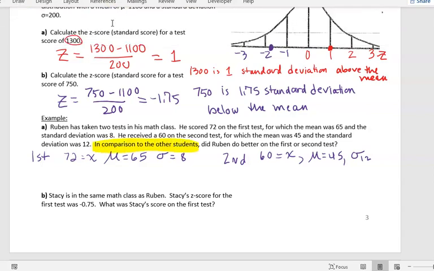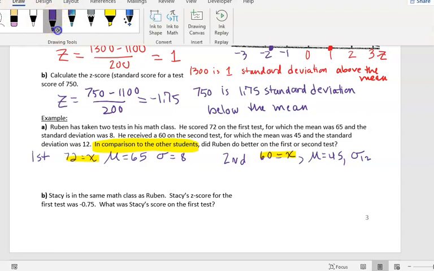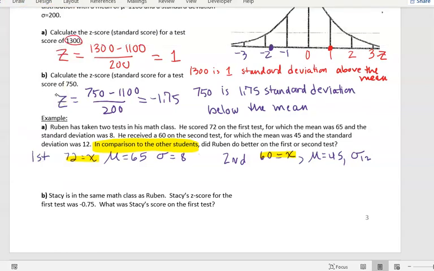All right, so when we're talking about in comparison to the others, obviously he did better on the 72 than he did on the 60, if we're just talking about him. But how did he compare to the rest of the people taking this test? So we do know that he was above average in both of these, but the z-score will tell us how much above average. So I'm going to say z equals X, 72, minus the mean, 65, divided by the standard deviation of 8. This gives me a z-score of 0.875. Now, in terms of what this looks like up here on the picture, that would be somewhere in that region up there.